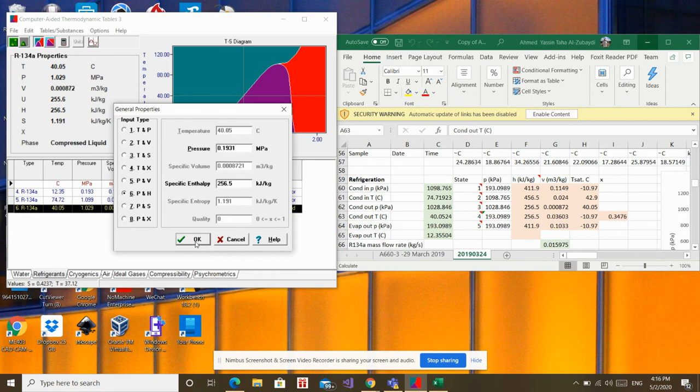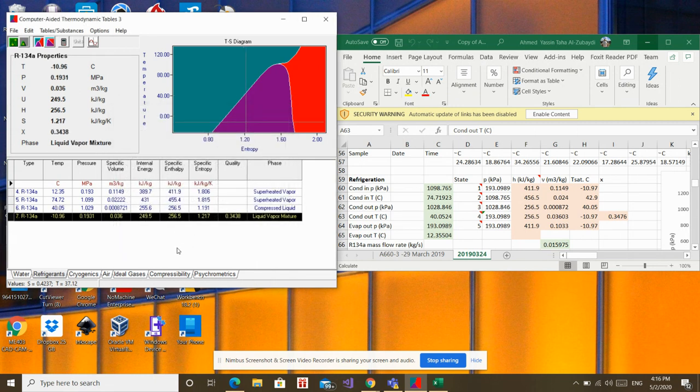Now I will click that. Now you can see that it gave me the value for the quality of the refrigerant, because this one is going to be considered as a liquid vapor mixture. So this will be my X value. I'm going to put it here, and I'm going to do the other calculations where the temperature is minus 10.96, and this will be the saturation temperature. This saturation temperature is going to be all the way through the evaporator unit and the compressor inlet.